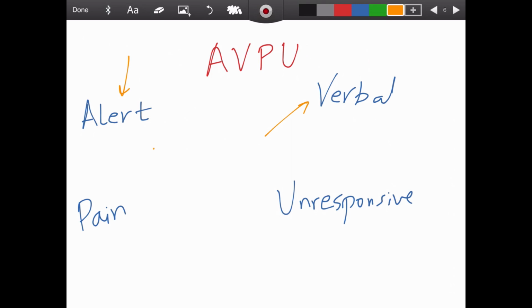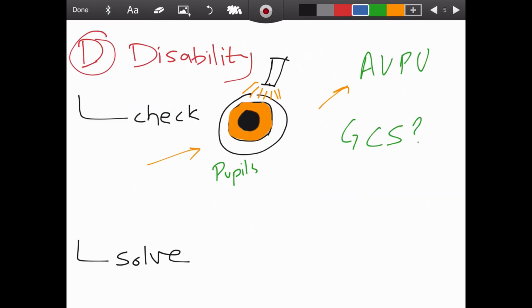On the other hand, if the patient is only responding to verbal commands, then we will consider it as verbal. But if the patient is not responding to any verbal cues, and you have to elicit pain for them to respond to you, then we would consider it as P in the AVPU. Otherwise, if the patient is not responding to even pain, then we would grade them as U on the AVPU. And lastly, you have the Coma scale, but only if you have the time.